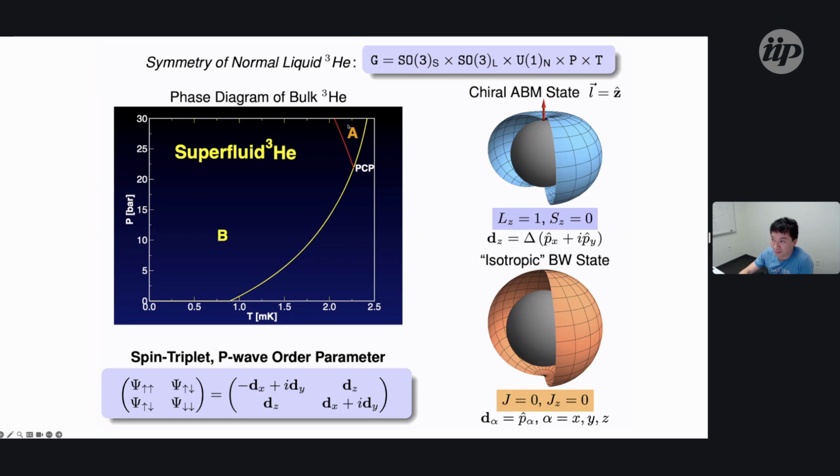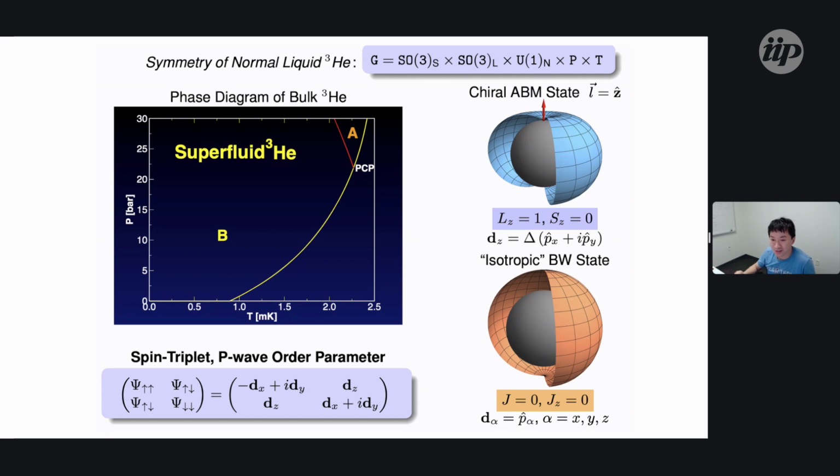different phases. The A phase is particularly interesting because, one, it's an equal spin pairing, spin up-up and down-down. Two, the Cooper pair has a finite non-zero angular momentum, right? There's an L vector, it points along the direction where the energy gap develops a nodal point. And this is called a chiral ABM state, right? The best understood P-wave equal spin pairing state that we know.